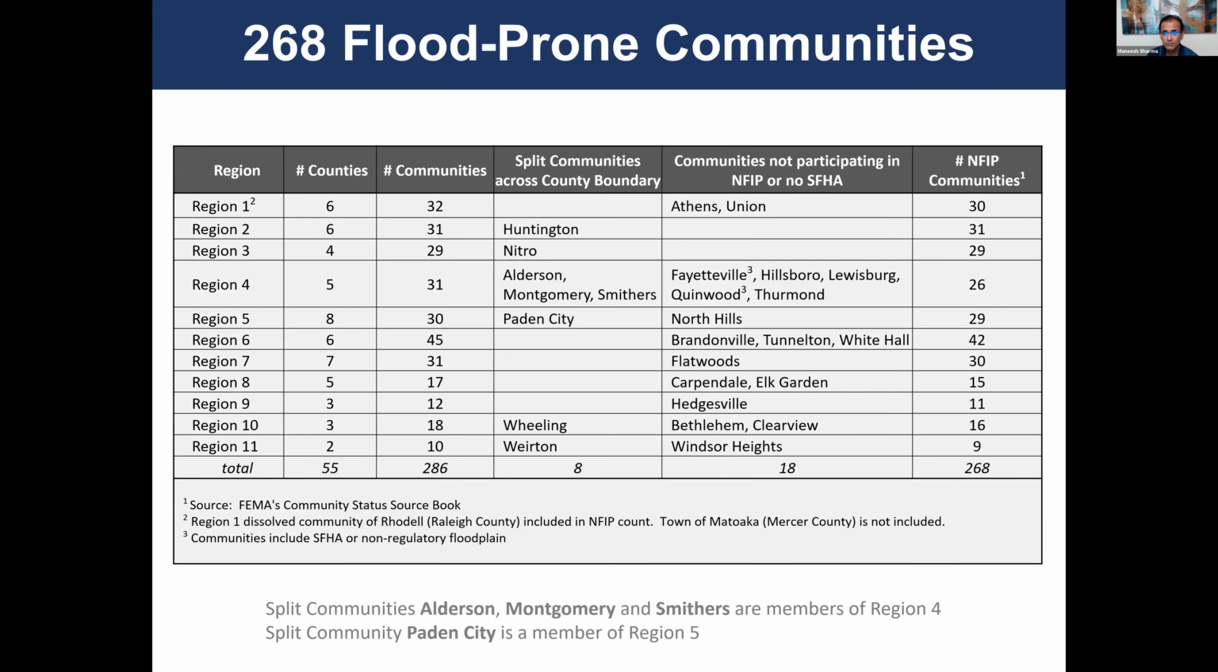This table shows those 286 communities in different regions. Out of 286, what we see is there are 18 communities which either don't have a special flood hazard area or they don't participate in the NFIP. So in the end, we have 268 communities which are part of the SFHA.